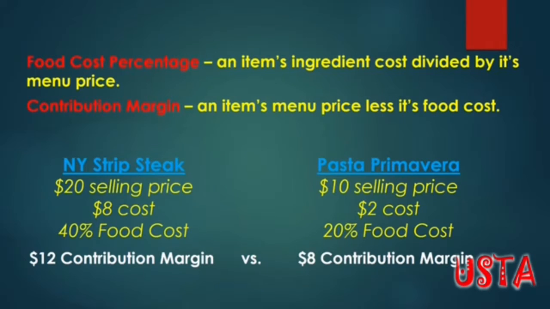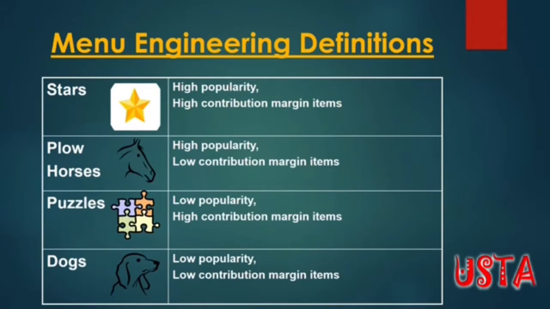So here are the menu engineering classifications and some of their definitions. We have stars, plow horses, puzzles, and dogs. Those are the four. And stars, love them. Very popular. Everybody likes them, and they make us a lot of money. Whereas on the opposite end are the dogs. Not very popular. They don't make us any money. In the middle, we have plow horses. Popular, but they don't make us much money. Puzzles. Not popular, but they do make us money.